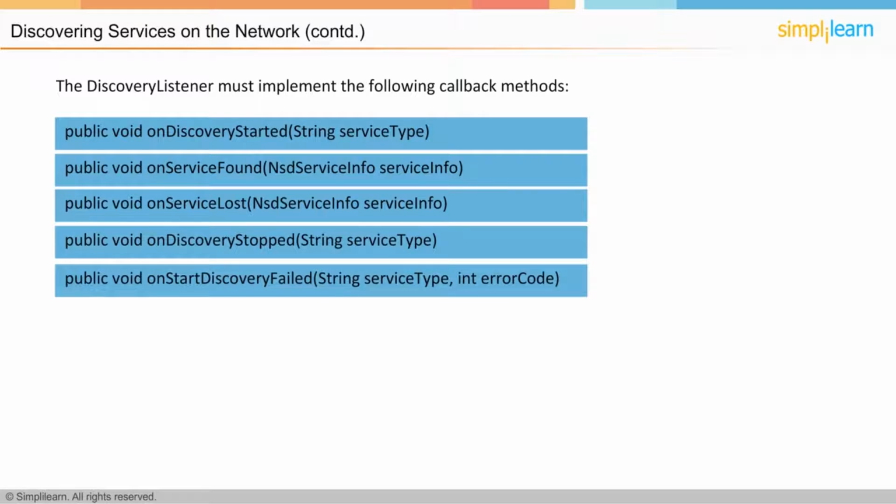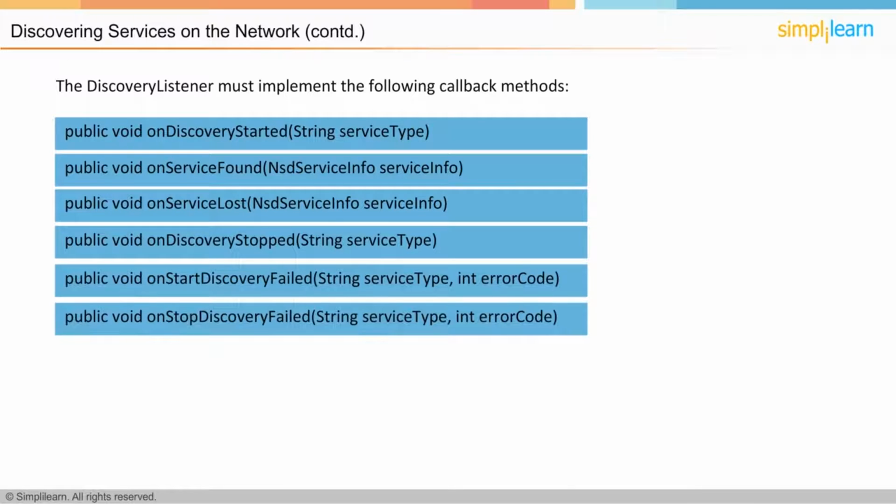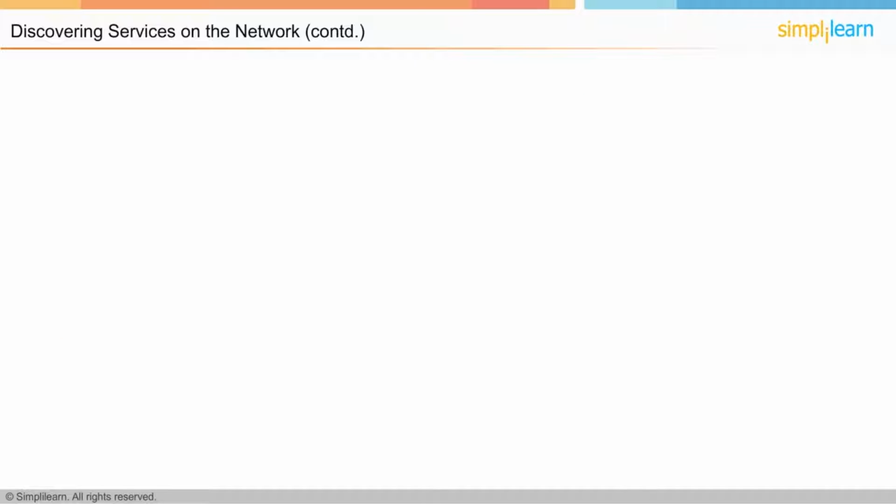OnStartDiscoveryFailed is called when the discovery fails and provides the error code that indicates the reason for failure. OnStopDiscoveryFailed is called when the stop discovery fails and provides the error code that indicates the reason for failure.